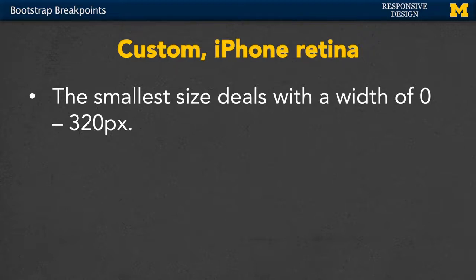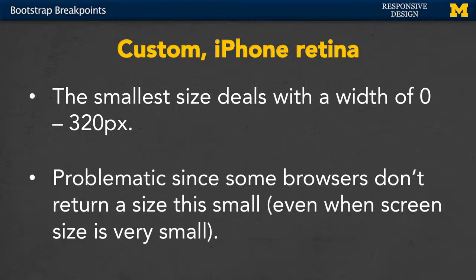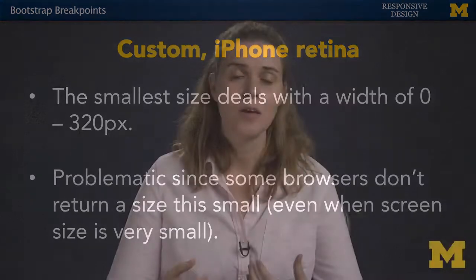It's kind of a custom iPhone Retina screen. It basically deals with any screen that's from 0 to 320 pixels. This is a kind of problematic screen size, and I want to mention it right away, because what I've found is that students and myself will use a small breakpoint, but then it doesn't actually work on our browser. The reason for this is that some browsers, even if they're only, say, 150 pixels wide at that point, won't return a number smaller than something in the 300s. So this breakpoint right here may never trigger for you. So it's something to think about when you first start coding. It's also not very common right now.